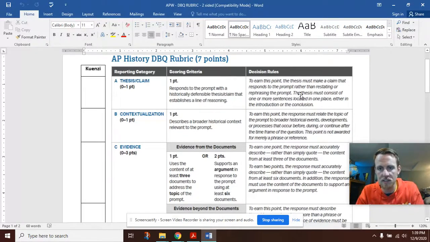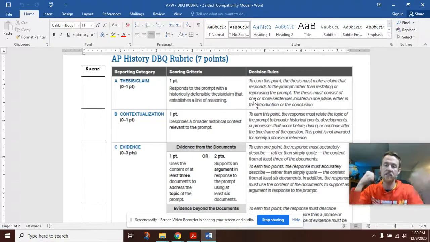Okay, and so you'll notice it says the thesis must consist of 1 or more, and I would argue it's probably more. You're probably looking at a 2-sentence thesis, and I would put it right at the end of your introduction, because that's going to then guide where we go in the rest of it.